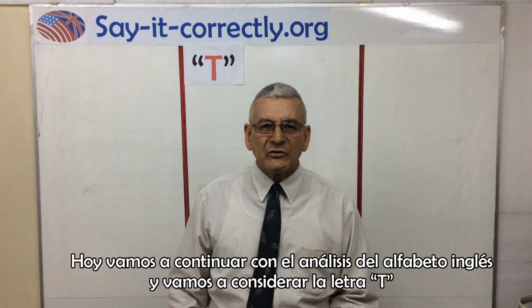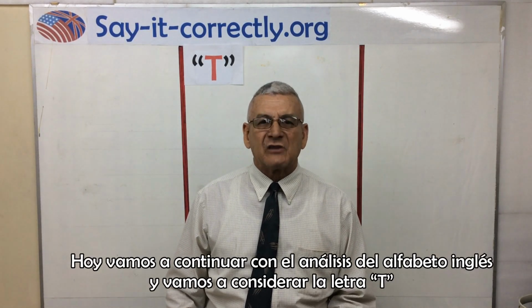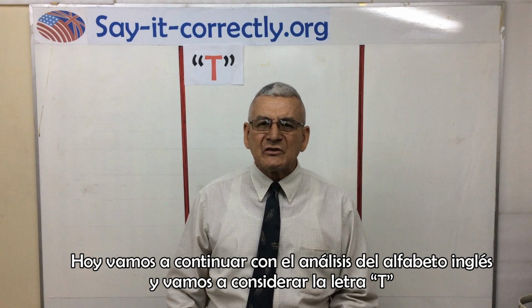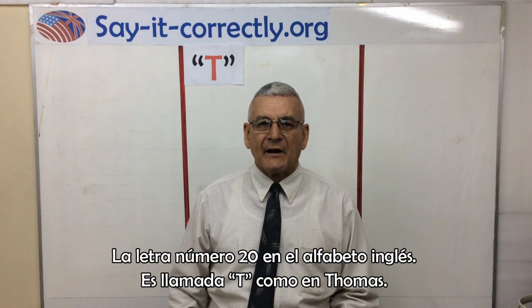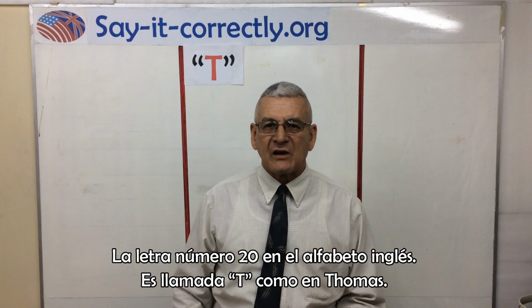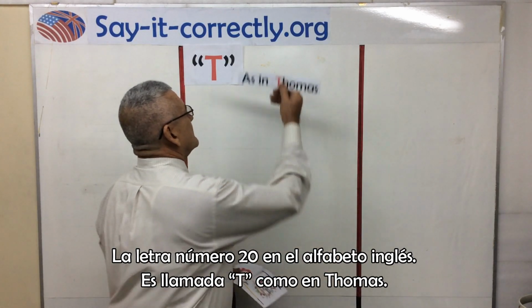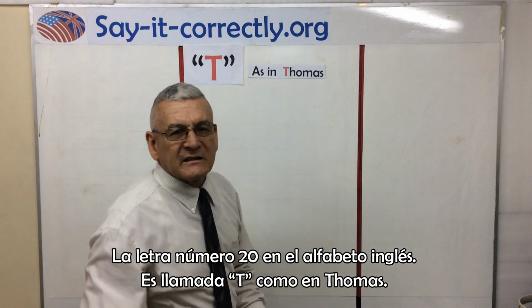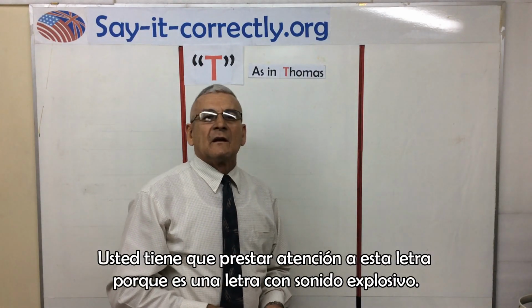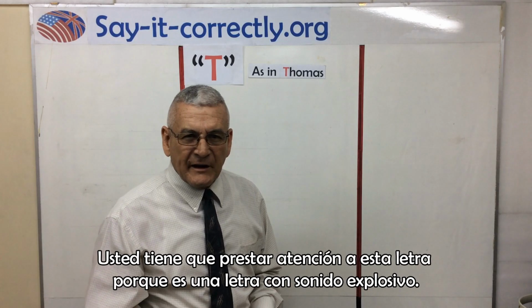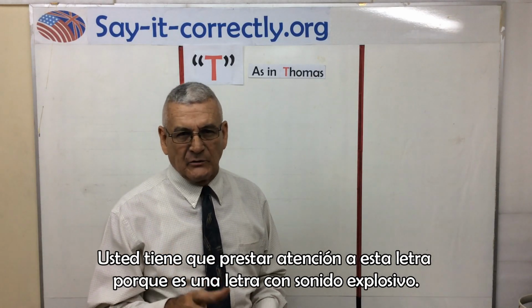Today we are going to continue with the analysis of the English alphabet, and we are going to consider letter T, letter number 20 in the English alphabet. It's called the T, as in Thomas. You have to pay attention to this letter because it's an explosive sound.